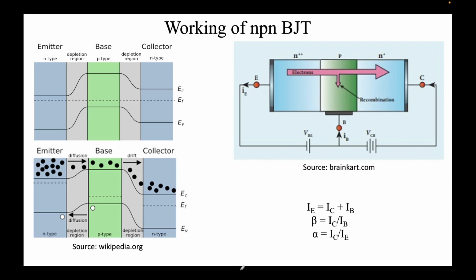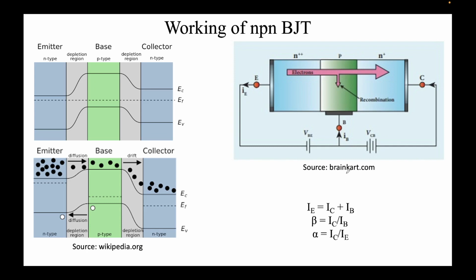Mathematically, these can be represented as follows. This first expression is nothing but Kirchhoff's current law, IE equal to IC plus IB. Beta is the current gain, which is collector current over base current. Alpha is the collector current over the emitter current. Alpha is usually very close to unity.